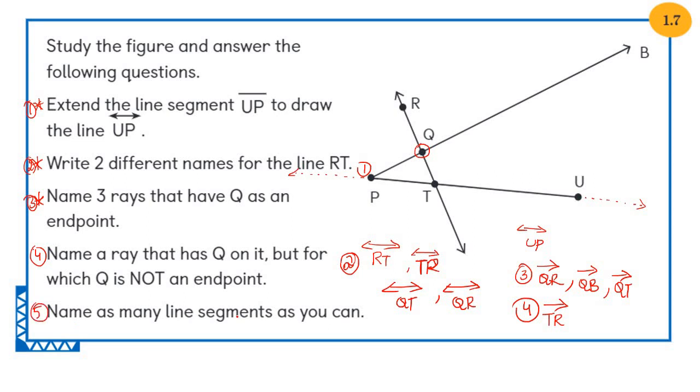Name as many line segments as you can. You have to name as many line segments as you can. This you can do, children. For example, I'll tell you. Line segment PT. Line segment QT. Many line segments you can write in this way.